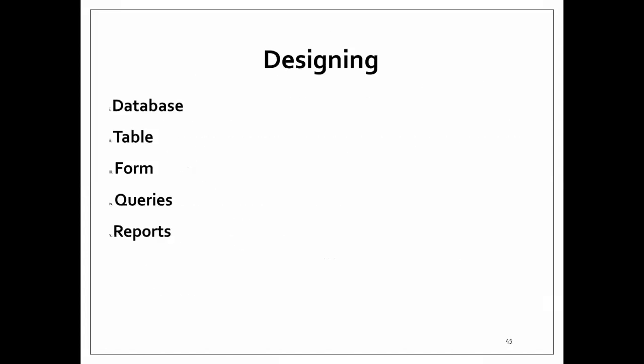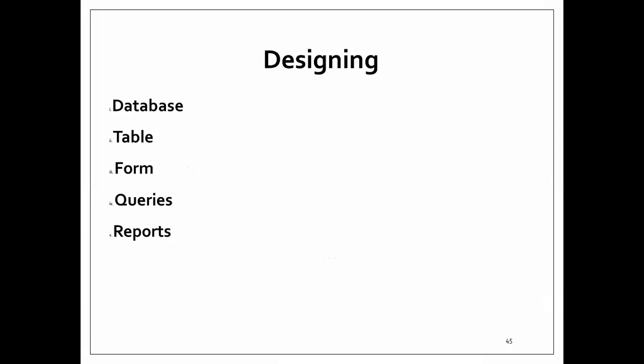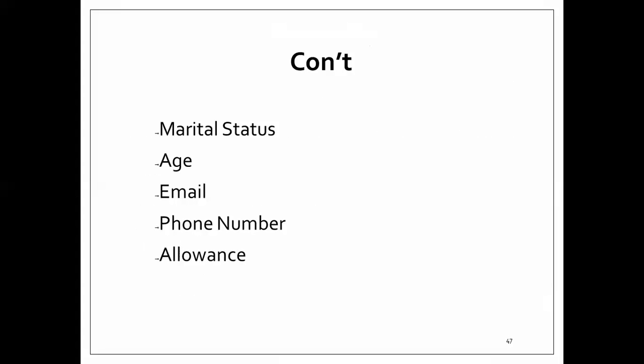So we are going to create a database, yes, but among the objects we have already seen, there is a table for us to add inside that database. The table is called student, with the 10 fields or 10 columns: registration number, first name, last name, gender, date of birth, marital status, age, email, phone number, allowance.